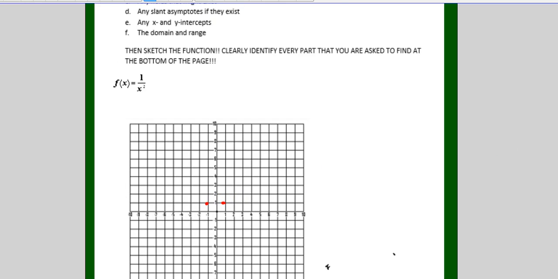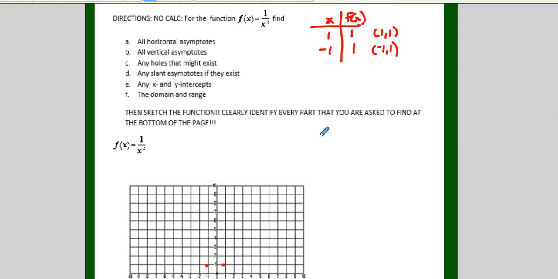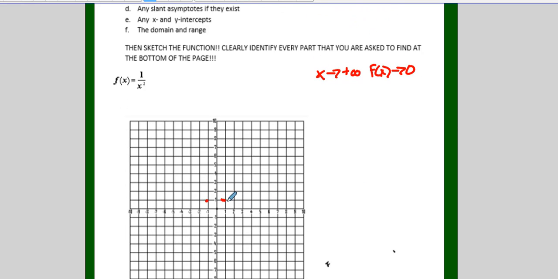Okay, now let's talk about horizontal asymptotes. So notice here as x goes to positive infinity, this denominator is going to grow huge. So f of x is going to go to 0. So it's going to come like this. Again, let's highlight those x and y axes. Again, let's write the equations of those things also. So this is the line y equals 0, the horizontal axis, which is the x-axis. And this is going to be x equals 0, which is the y-axis.